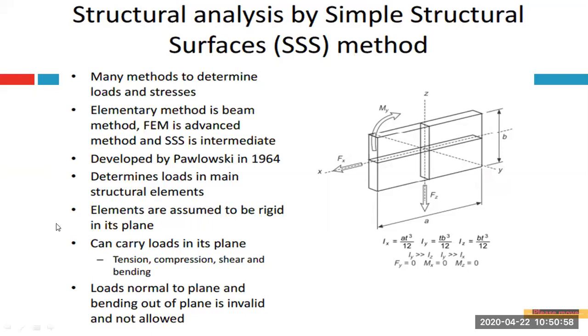Like discussed in the definition, a structural surface can carry loads in its plane. These might be tension, compression, shear, or bending. Overall, the surfaces are good enough to carry these loads. But loads which are normal to the plane and are going to bend out are invalid and not allowed. That is one of the conditions whenever you want to analyze your vehicle for structural performance using this simple structural surface method.